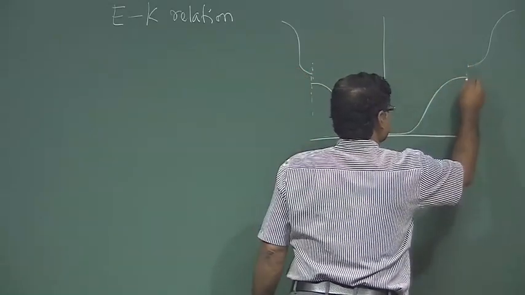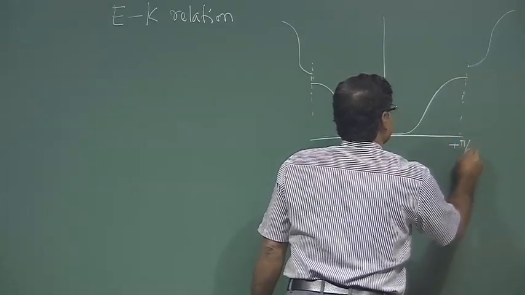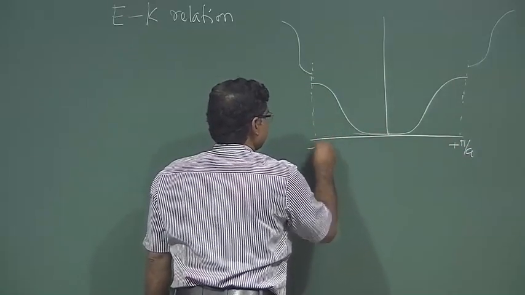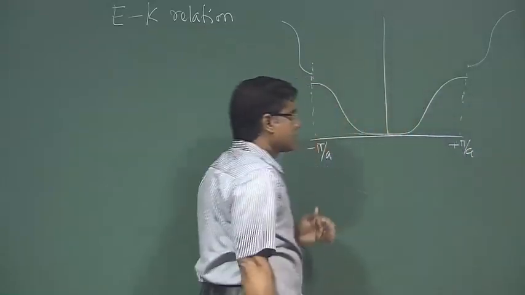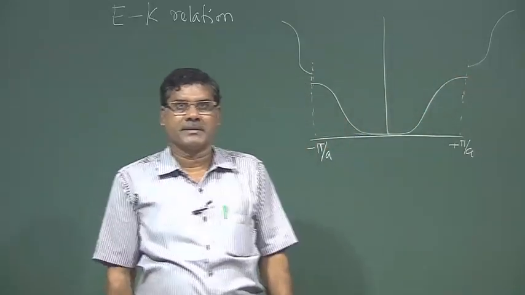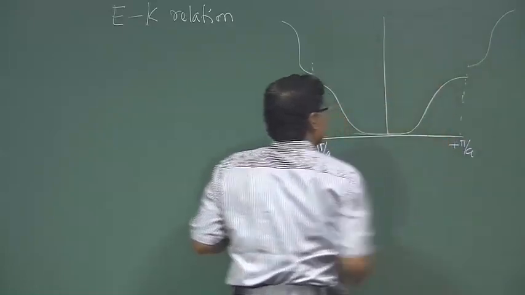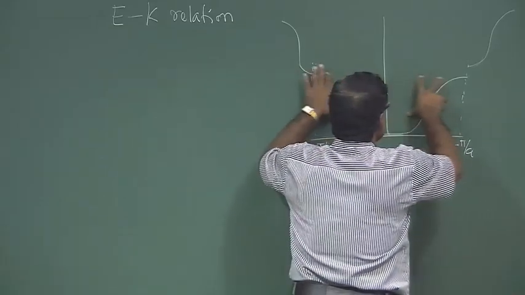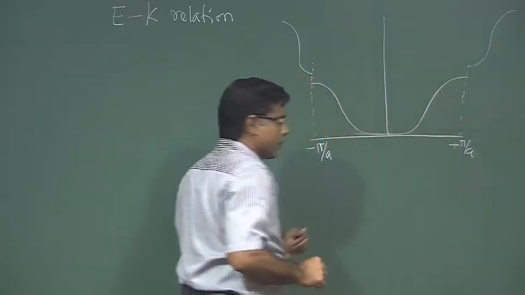These are the first Brillouin zone, then the second Brillouin zone, third Brillouin zone. Each of these basically represents a band, and this is the band gap, and then another band, the second band, the second Brillouin zone.